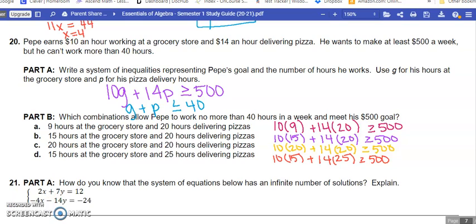So on this first one here, you end up with 280 plus 90, which is 370. Here you end up with 150 plus 280, 200 plus 280, and 150 plus 350. So which of these is greater than or equal to 500? Well, only letter D.